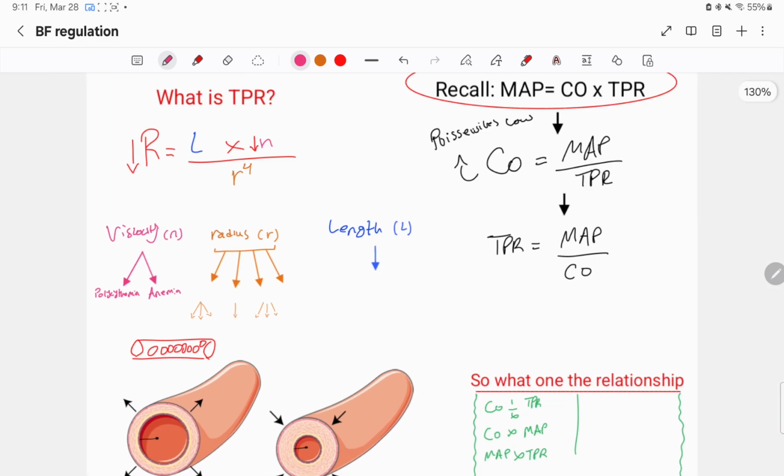What is the other parameter? I'm going to skip over radius for a second, and let's just focus on length.